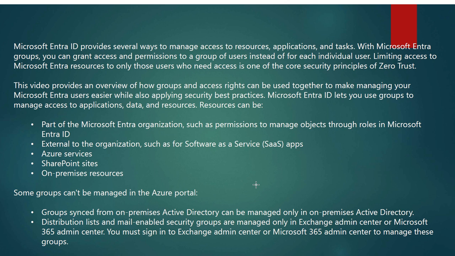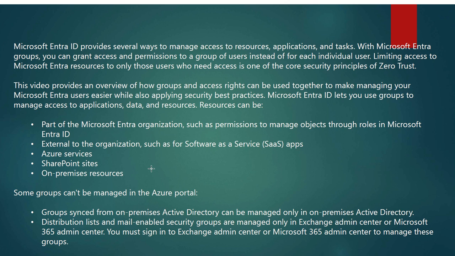So basically, some external software components are available as software as a service for us, and we can also manage access to them using these security groups or user groups. Then Azure services, a very typical and most commonly seen example, for which we perform access rights management. SharePoint sites and on-premises resources. The above are the ones which are managed using the Azure portal.